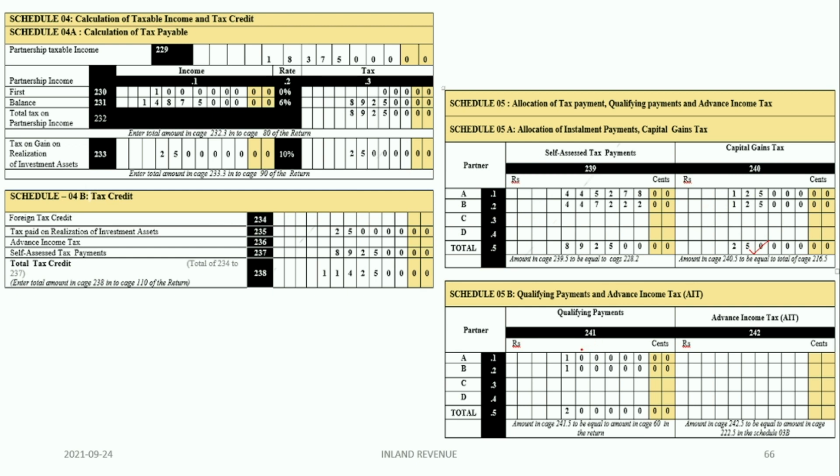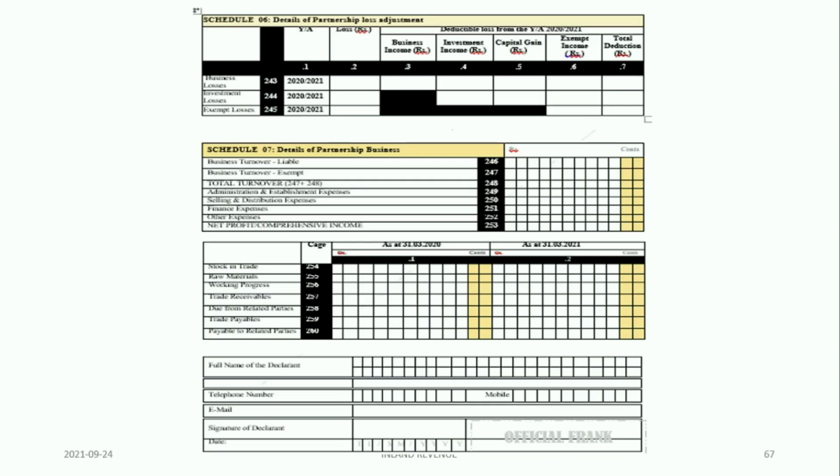Qualifying payment, government hospital donation, 200,000, that is shared equally between two partners. So 100,000 each, that is 200,000. So in cage number 5, we can see the total of donation made. Advance income tax, there is no advance income tax. Therefore, the cages we need not fill.